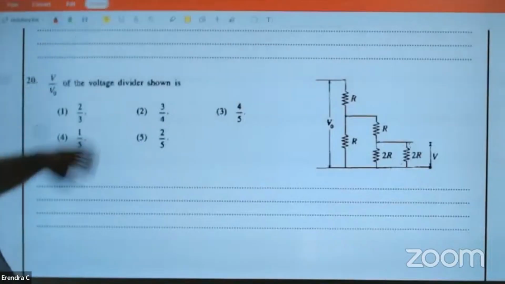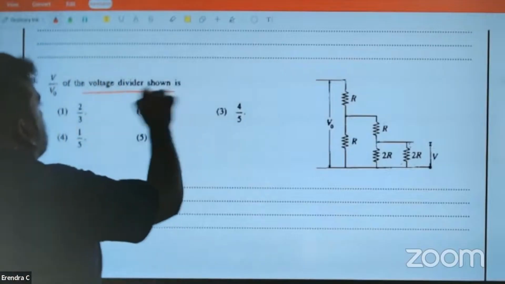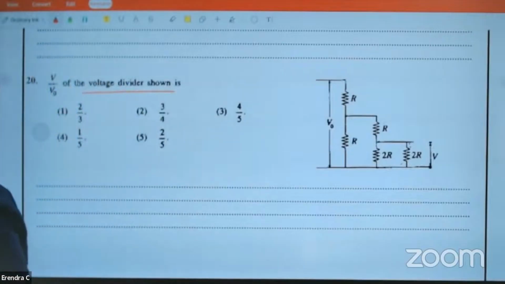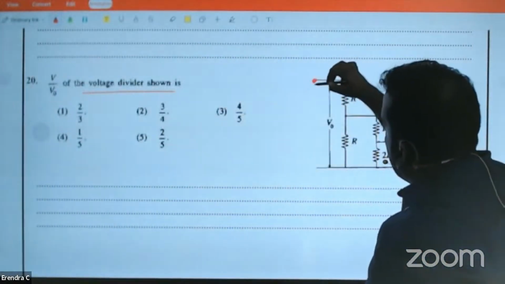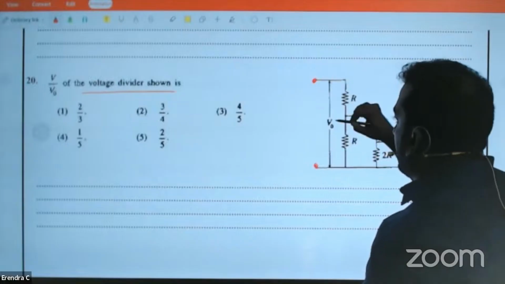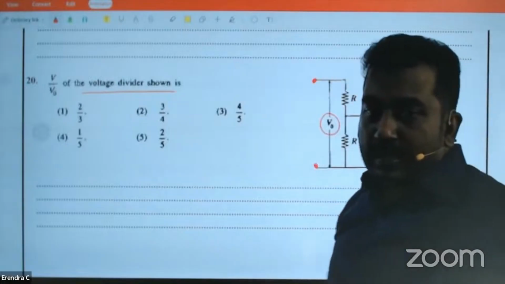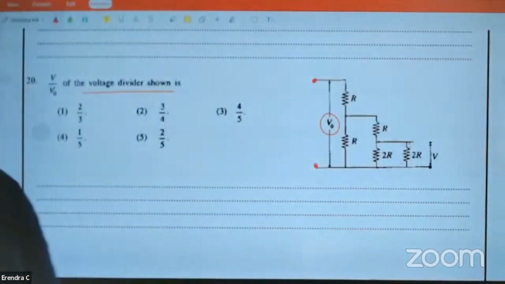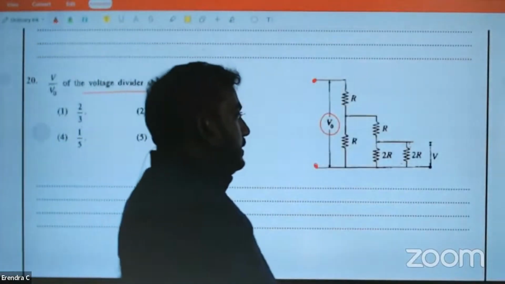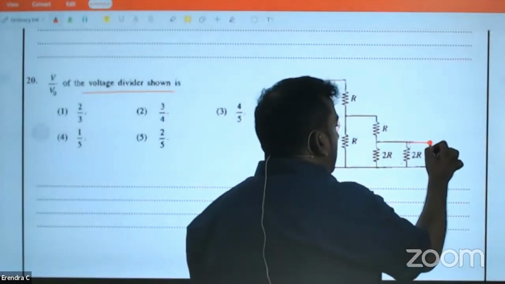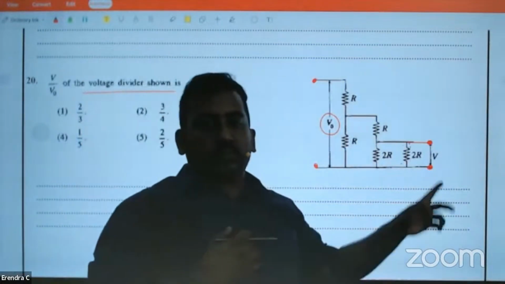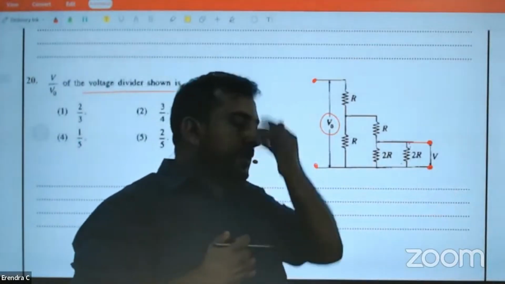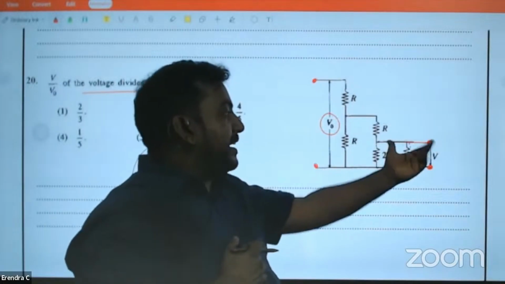Final question, MCQ: voltage divider. Now remember, these are terminals which are connected to a battery. V naught is given, they are connected to a battery. These two here are open terminals. We are supposed to find the potential difference there.